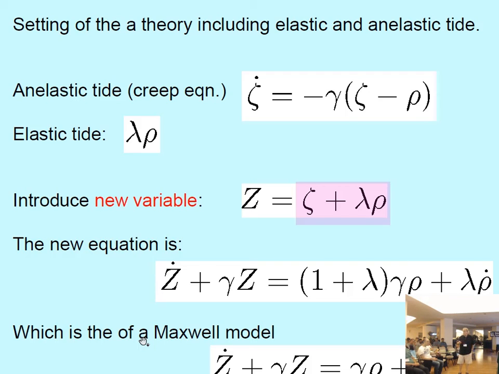If I want to have the shape of the body, I have to combine an elastic and an anelastic tide. I have to add both. Okay. Well, in the creep tide theory, I have used this equation, zeta dot equal minus gamma zeta minus something. The elastic tide is just rho, because the elastic tide is the body responding without delay. But, as I told, I introduce a factor lambda to take into account some slowness in the stretching of the body.